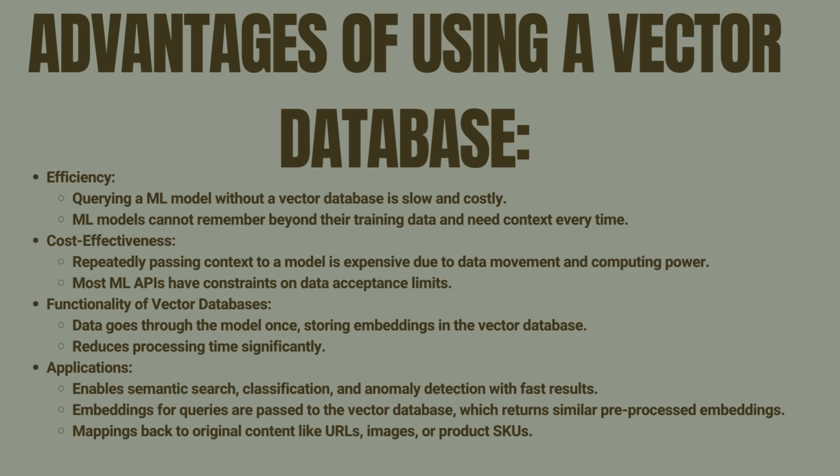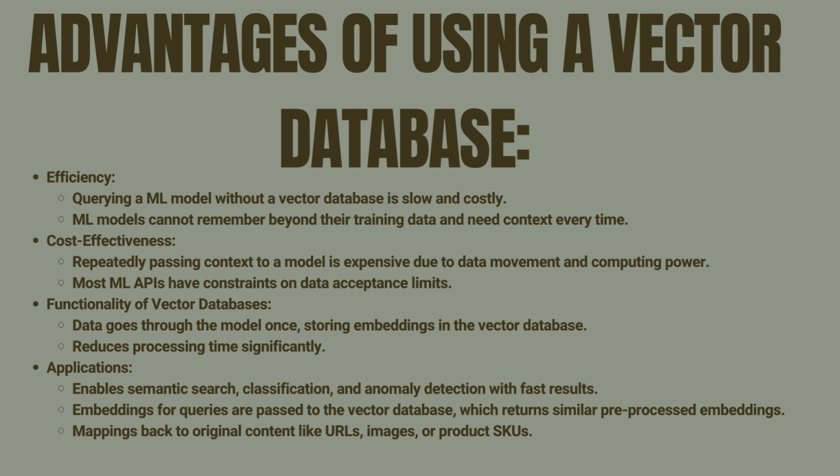Well, first, it's efficient. Querying a machine learning model without a vector database is slow and costly, and machine learning models cannot remember beyond their training data and need context every single time. It's also cost effective. Repeatedly passing context to a model is expensive due to data movement and computing power. Most machine learning APIs have constraints on data acceptance limits.